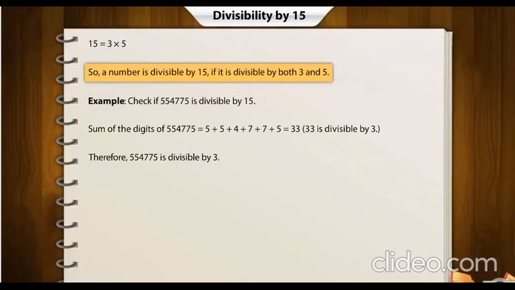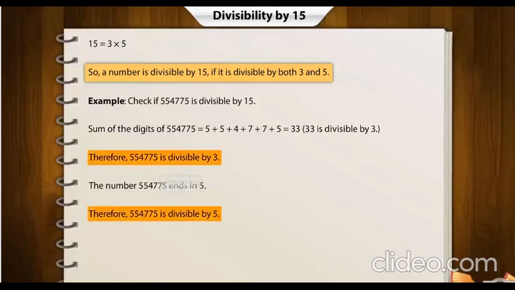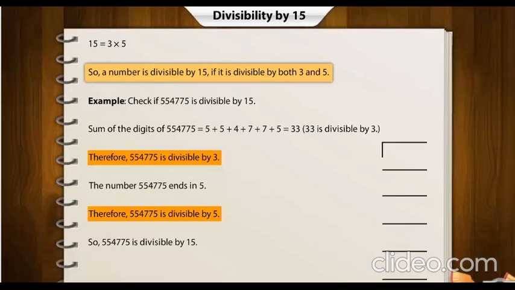Now, let's check the number for divisibility by 5. The number 5,54,775 ends in 5. So, this number is divisible by 5. Since this number is divisible by both 3 and 5, we can say that it is divisible by 15. Again, we can check this by actual division. As we can see, 5,54,775 is perfectly divisible by 15.